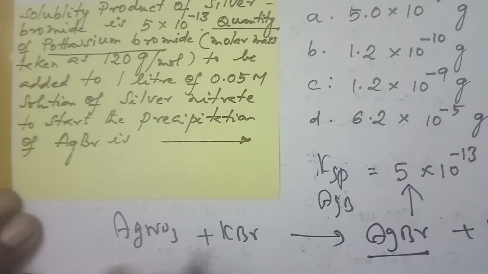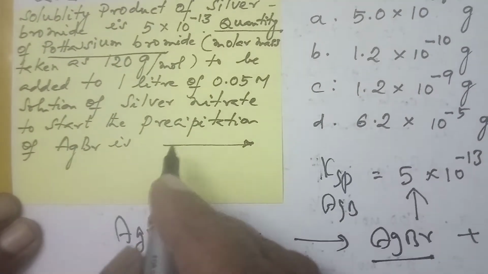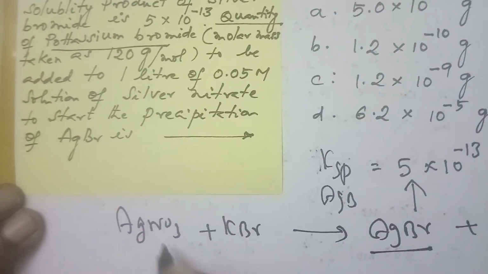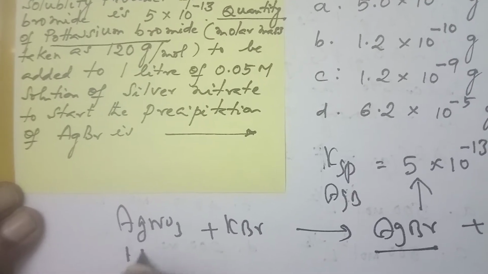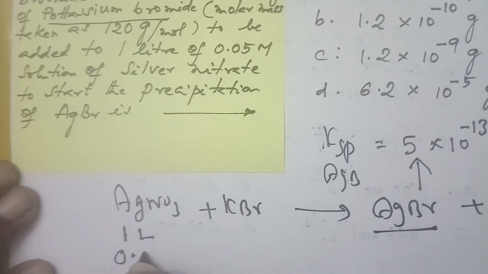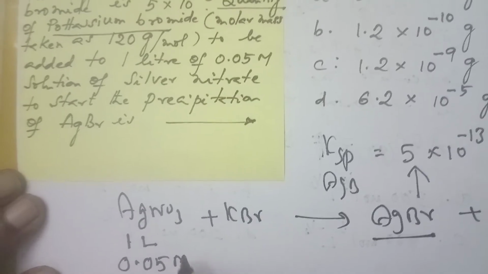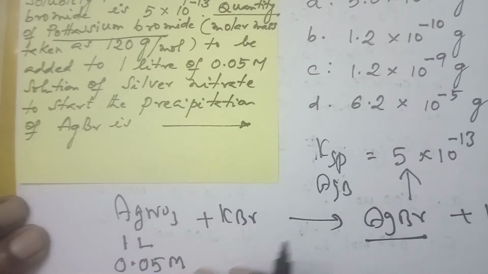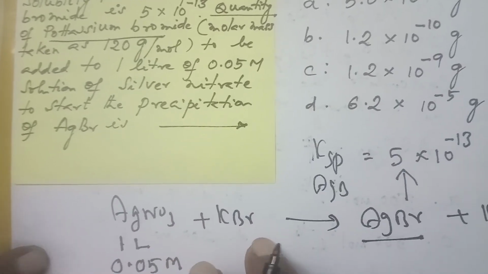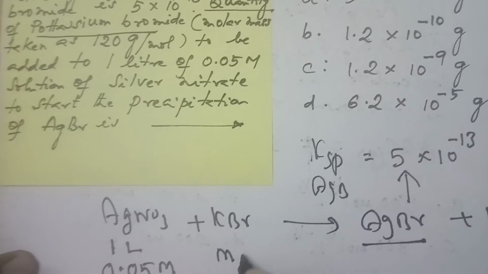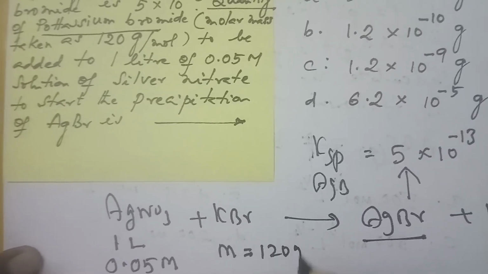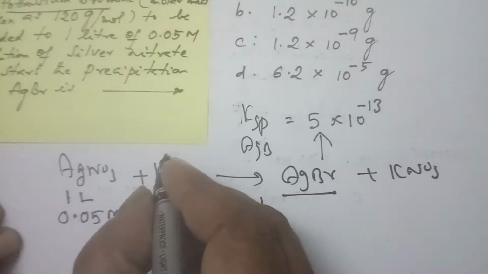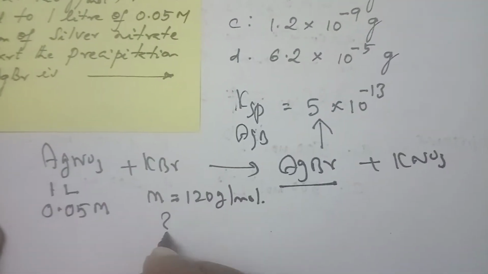Regarding this chemical silver nitrate, the concentration is 0.05 M in 1 liter. Here I am writing: volume of solution is 1 liter. Concentration is 0.05 M of silver nitrate solution added to the potassium bromide. Regarding potassium bromide, only molar mass is given. Molar mass is 120 gram per mole. They are asking how much amount of potassium bromide should be added.